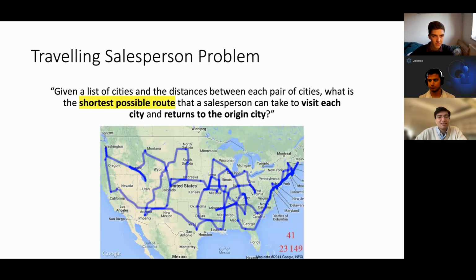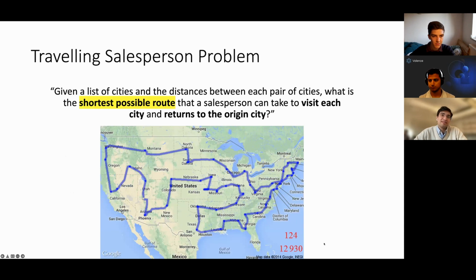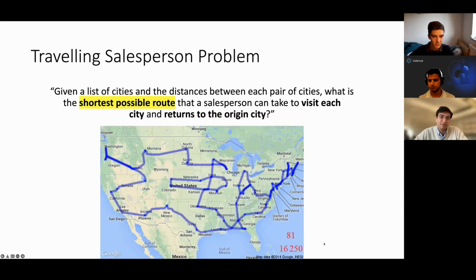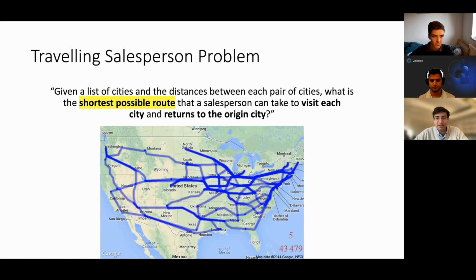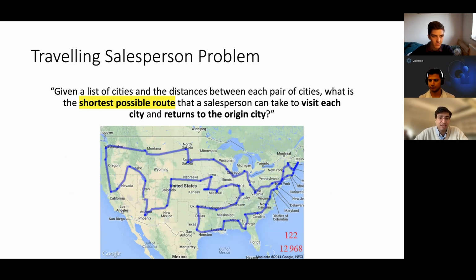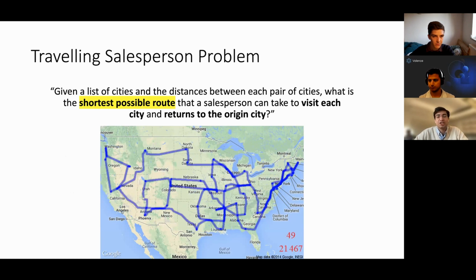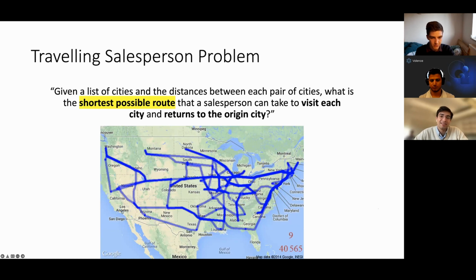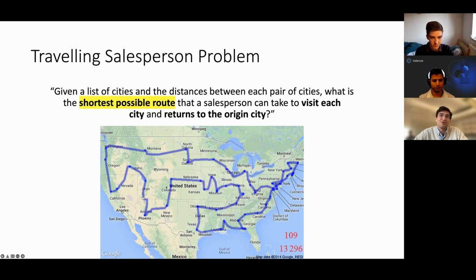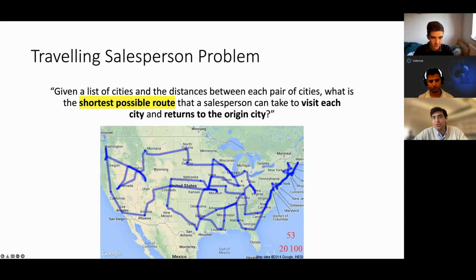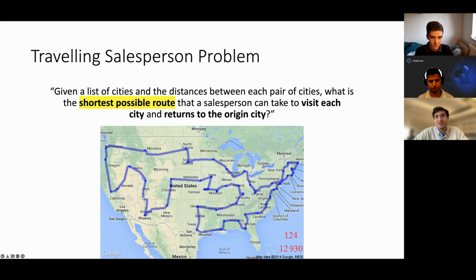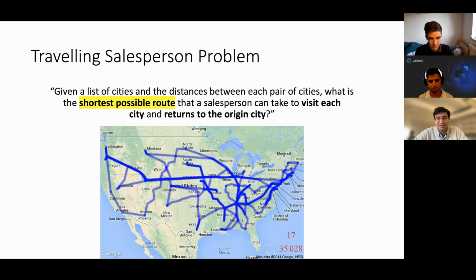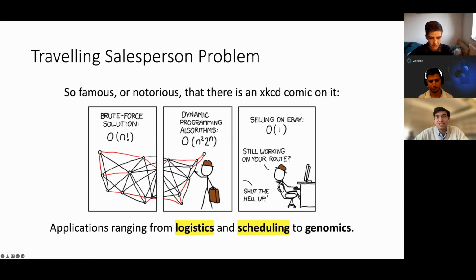So one example of a combinatorial optimization problem that is very famous is the traveling salesperson problem. And the idea is that you're given a list of cities and the distances between each pair of cities, and you want to find the shortest possible tour or route that a salesman would take to visit all these cities and come back to where they started. And this GIF is showing a route through the capitals of US states, and the shortest route is achieved after some iteration. This is a fairly small example of a TSP, but this problem is notoriously difficult.